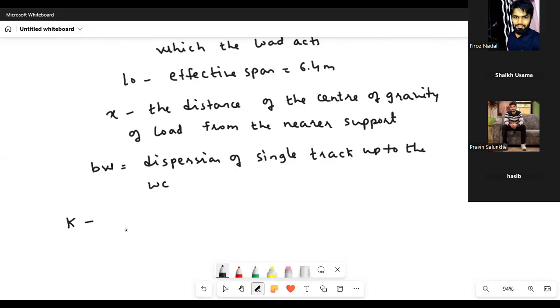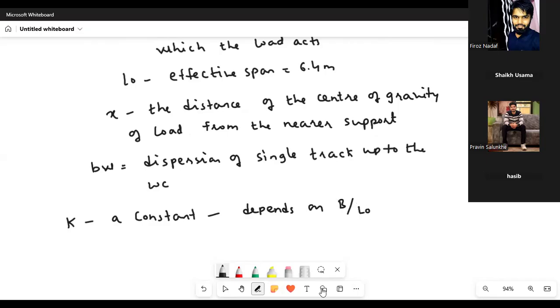So we are just doing the revision. Okay. And what is K? K is a constant, having the following values. It depends on B by L naught value, where L naught is the effective span of the bridge and B is the total width of the bridge.